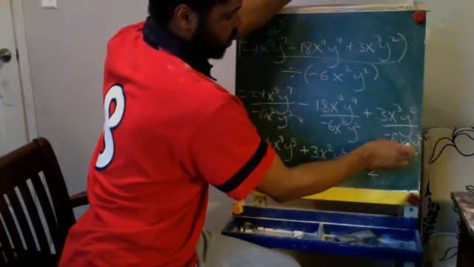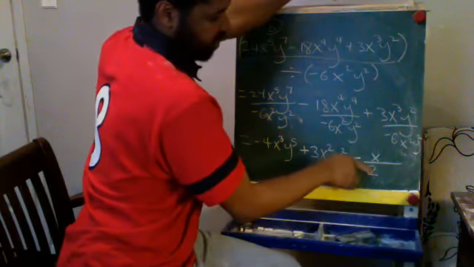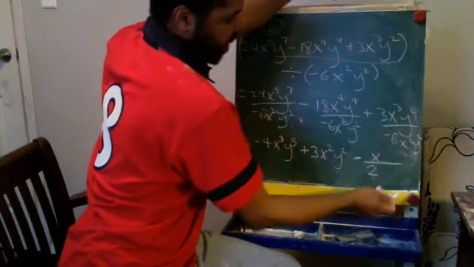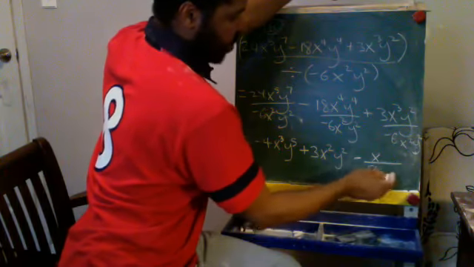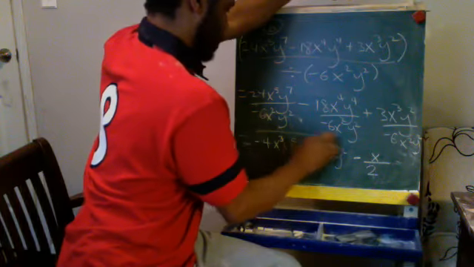X cubed divided by x squared is just going to be x. So again, this is so far negative half x, so I'm leaving the 1 out. Y squared divided by y squared, boom, that's gone. So this is what we have left over. All right, so this is our answer.